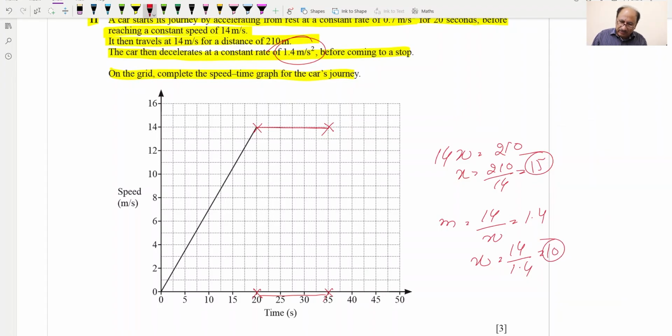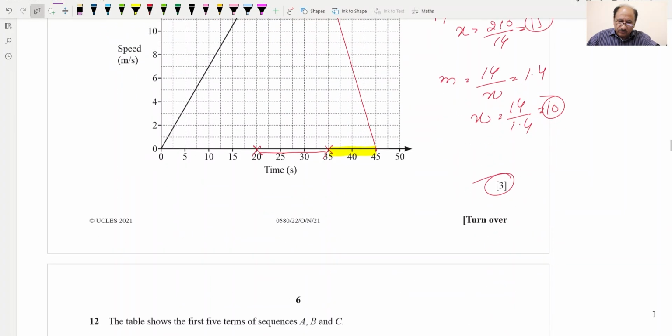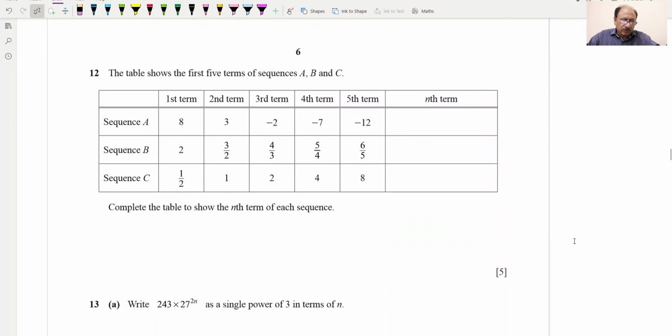So we can take 10 from here, 35 to 45, and we can draw the line for that one, and that deceleration will be this one. So we are done with this question also, and this is a 3 marks question which we have done. Hopefully you understood this.